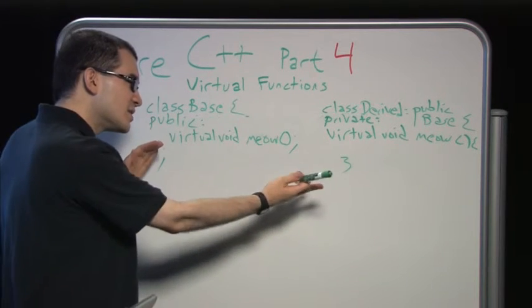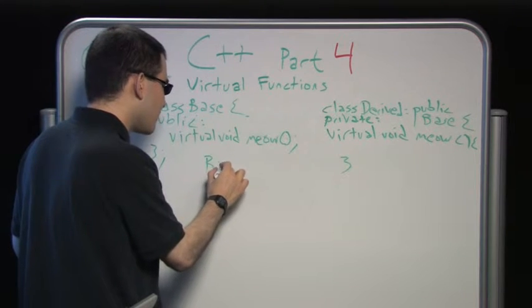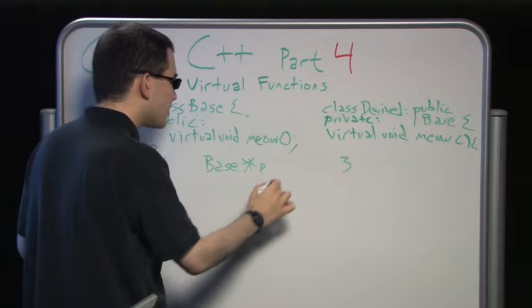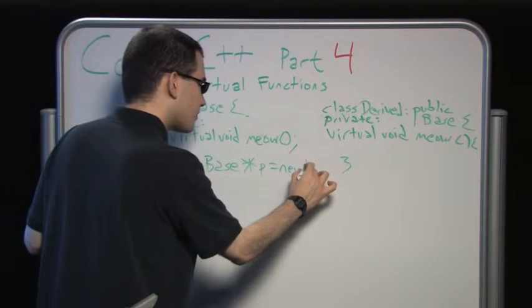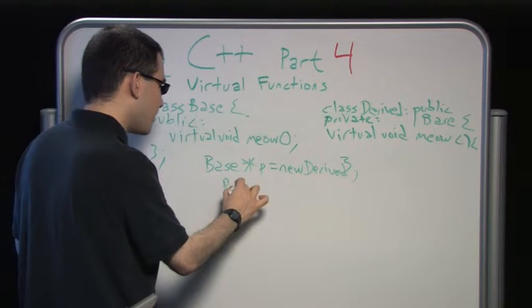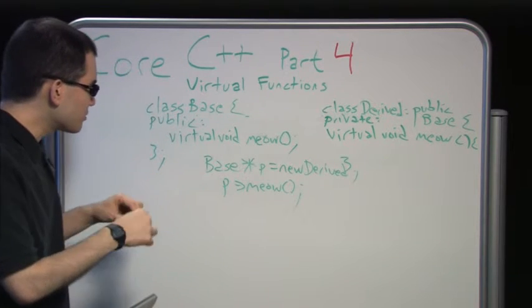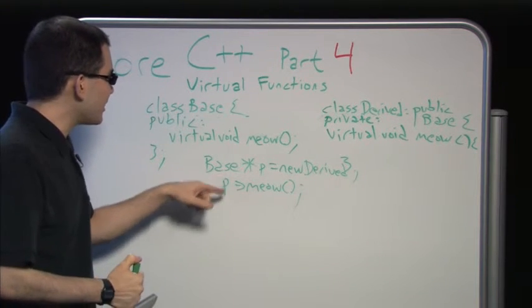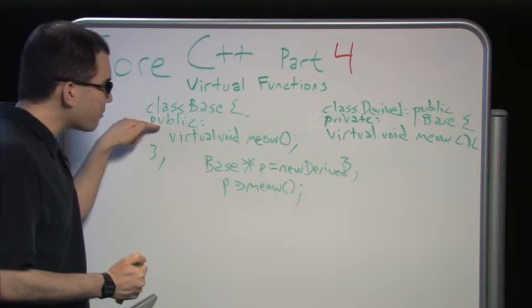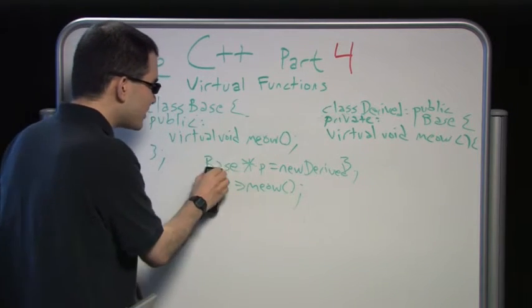So what this means in this sort of setup is if I've got a base star, and say I'm just outside the class, I have no special rights whatsoever, base star p equals some derived, I can just say that. I'm allowed to say p arrow meow. The compiler will do this check and it says, okay, the type of deref p is base, and you're attempting to call meow, and I see that meow is public, so okay, you have access to this. However, this setup here will prevent this code from compiling.